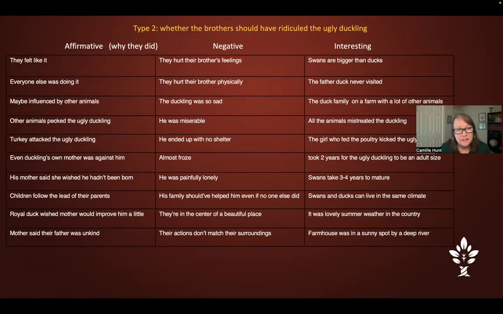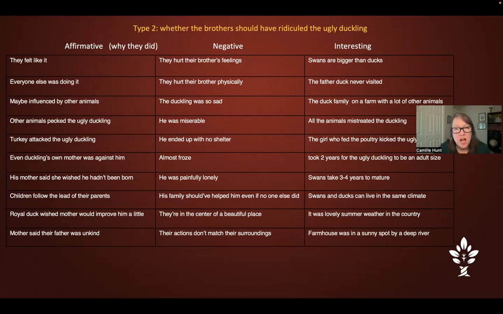Other animals pecked the ugly duckling. The turkey attacked the ugly duckling. Even the duckling's own mother was against him. Children follow the lead of their parents. So these are what these brothers are all seeing others do. They probably influenced them. The royal duck said she wished the mother would improve him a little. And the mother said their father was unkind.